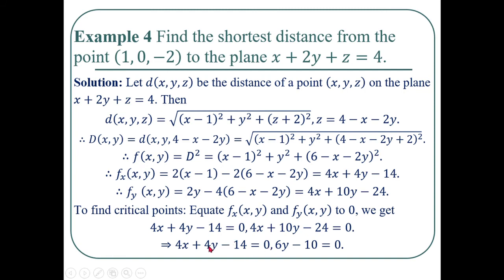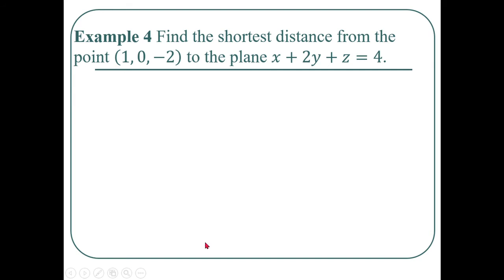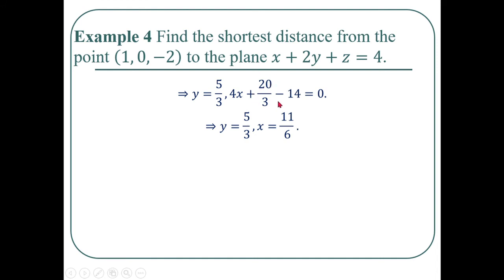You have to replace y by 5 by 3, it becomes 20 by 3. So we'll get y is equal to 5 by 3 and 4x plus 20 by 3 minus 14 is equal to 0. So we'll get 4x is equal to... see here, 20 by 3 minus 14 can be written as minus 22 by 3. When we shift that minus 22 by 3 towards the right, you will get 4x is equal to 22 by 3. And when we divide that 22 by 3 by 4, we'll get 11 by 6. So we'll get x is equal to 11 by 6, y is equal to 5 by 3. That means (11 by 6, 5 by 3) is the only critical point of the function f of x, y.